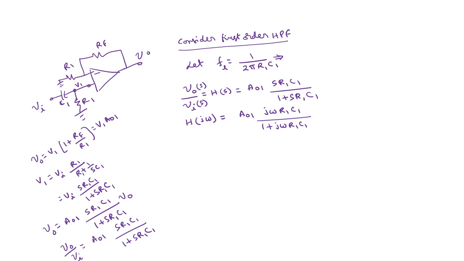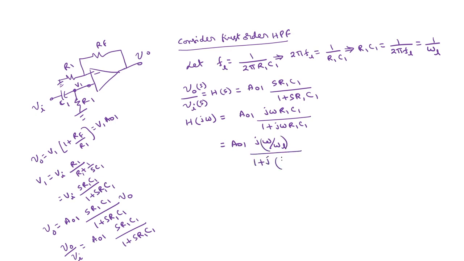From here, what is omega L? 2 pi into FL is equal to 1 by R1 C1, which implies R1 C1 is equal to 1 over 2 pi FL. We'll call this 1 by omega L. So this R1 C1 is equal to 1 by omega L, and the response becomes A01 times j omega by omega L divided by 1 plus j into omega by omega L.